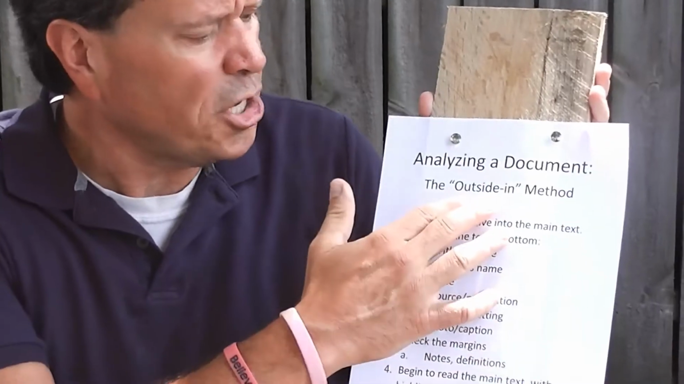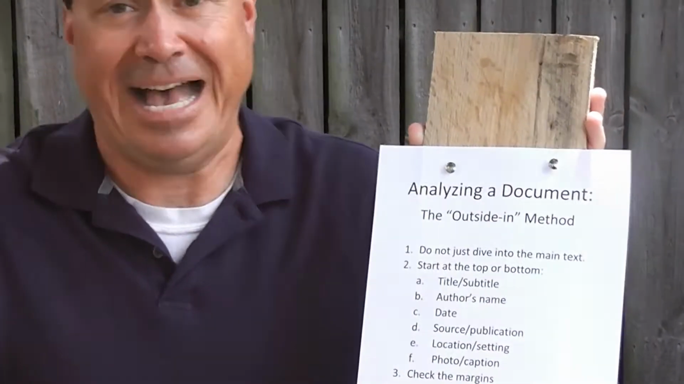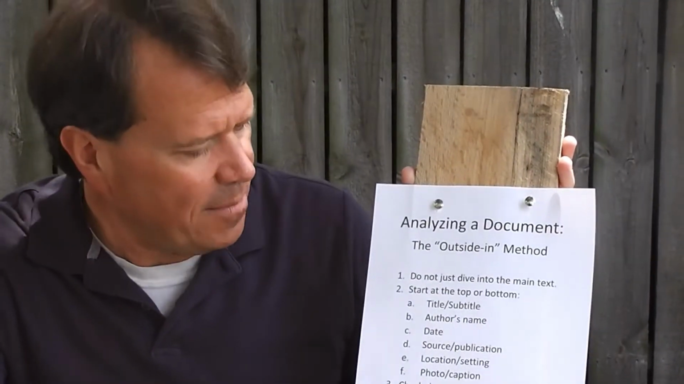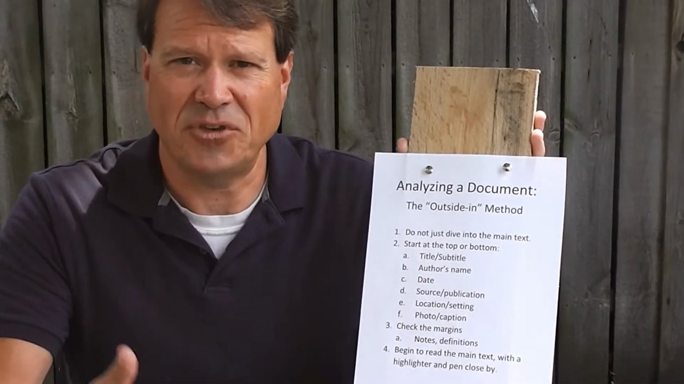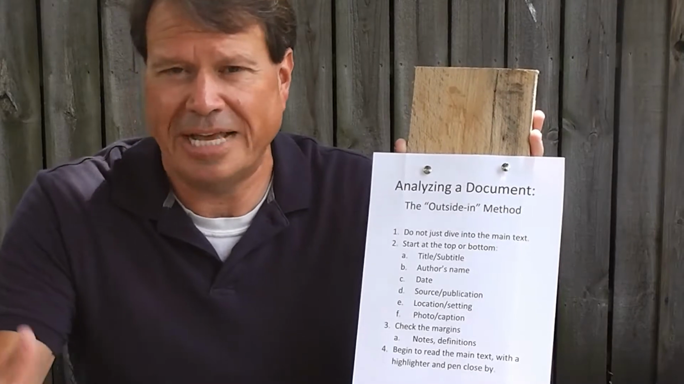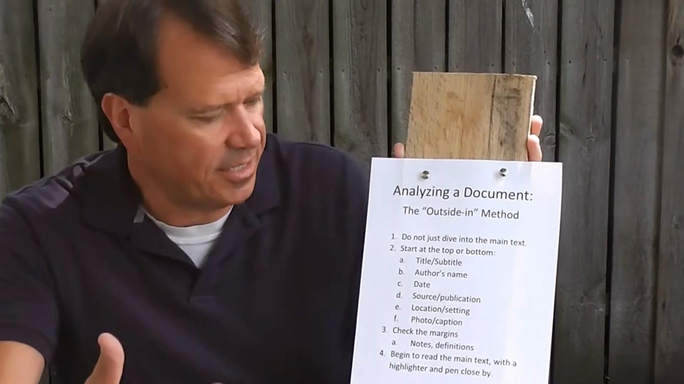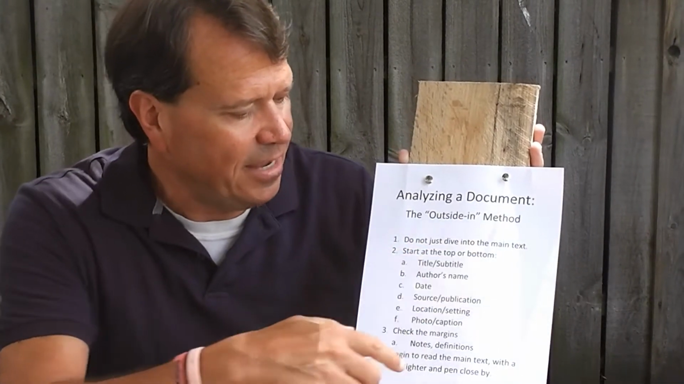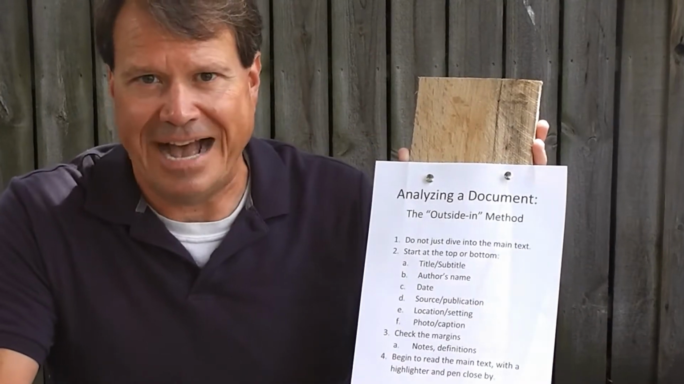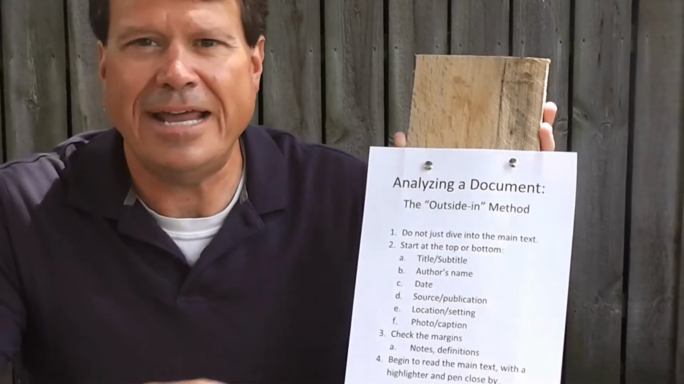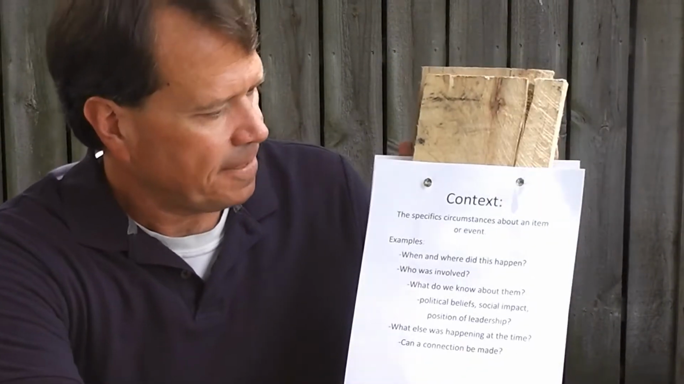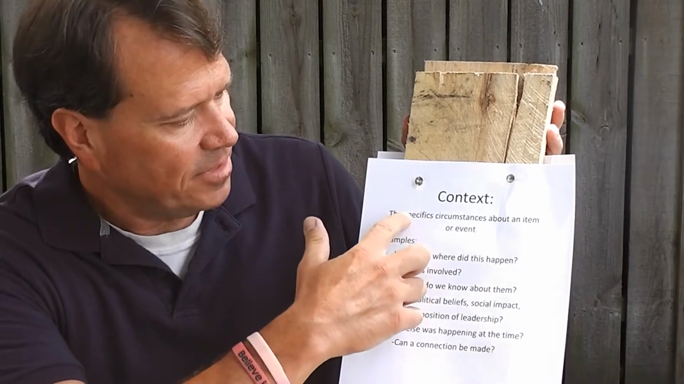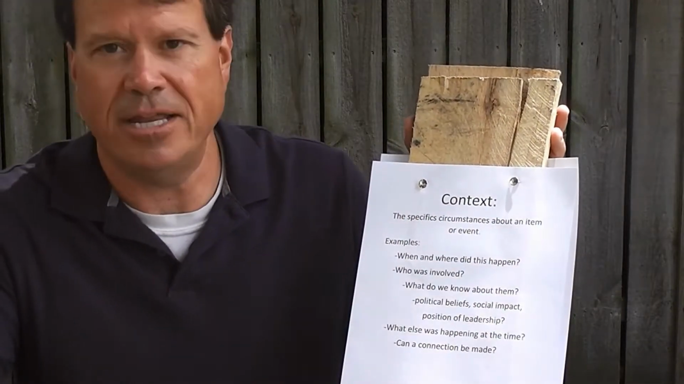So when we analyze a document, we're going to use something that I call the outside-in method. What I mean by that is don't just dive into the main text right away, because you're missing out on some clues that can be had before you try to really understand what this is about. So I would say start at the top or bottom of the document, and look for any clues you can find. You're looking for context clues. Context: the specific circumstances about an item or event.